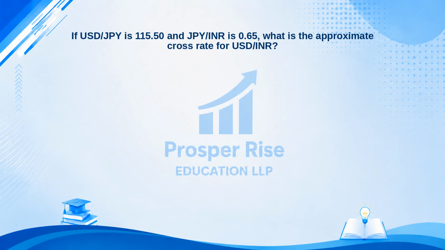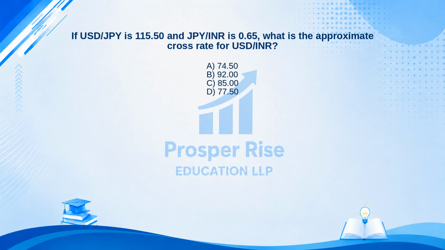If USD JPY is 115.50 and JPY INR is 0.65, what is the approximate cross rate for USD INR? Here are your options. A. 74.50. B. 92.0. C. 85.0. Or D. 77.50. Take a moment to pause the video and decide.